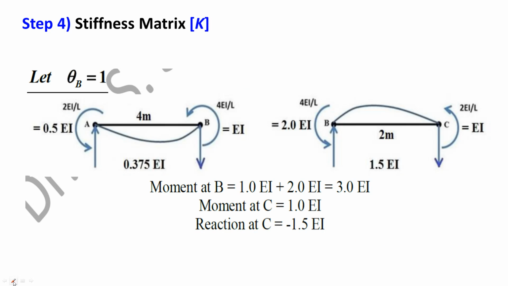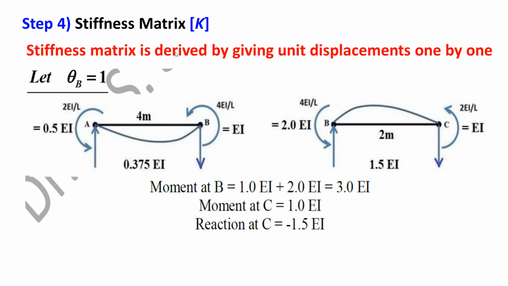To derive the stiffness matrix, we know that we have to give unit displacements one by one. So first, there are three unknowns in this figure: theta B, theta C and delta C. So first, theta B equal to 1. Give the unit positive rotation at joint B. Positive means anti-clockwise sense. To rotate the joint B in anti-clockwise sense, we have to apply moment in anti-clockwise sense. So here, if you look, the anti-clockwise moment is applied at point B.